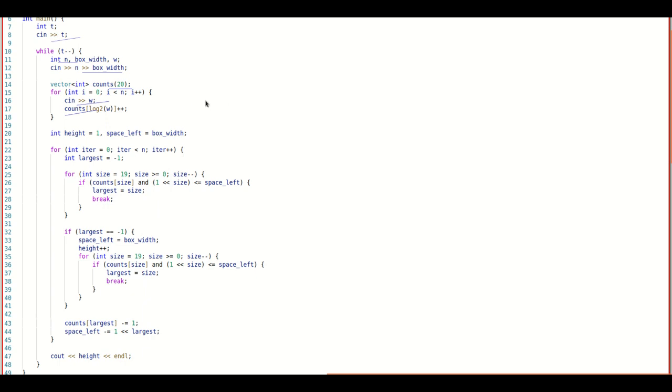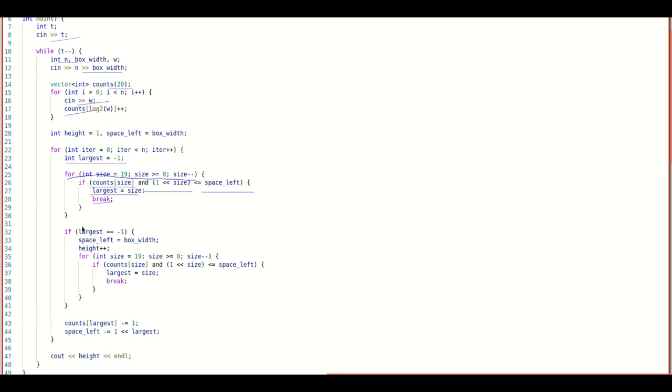And now according to our greedy strategy, we will keep on selecting the largest rectangle that we can fit there. So we run n iterations for putting n rectangles, and we initialize the largest to -1. Now we iterate through the counts array and see if those exist. So if count[size] exists and the size of that rectangle is less than the space left, we can put it. So we will put it and break.